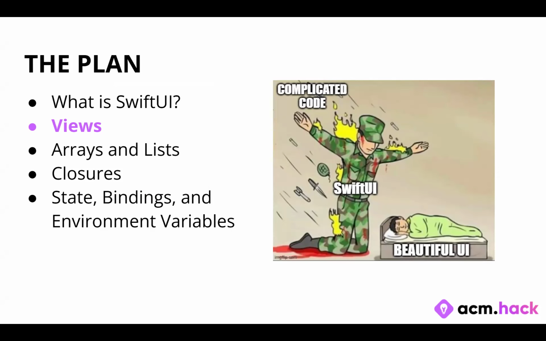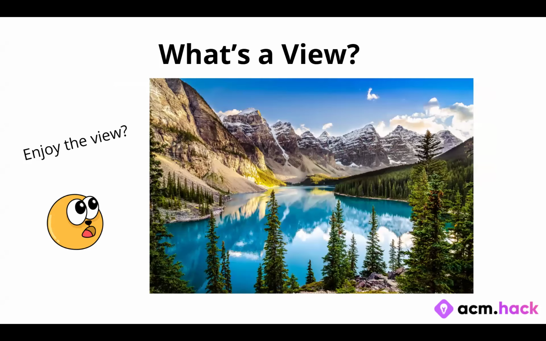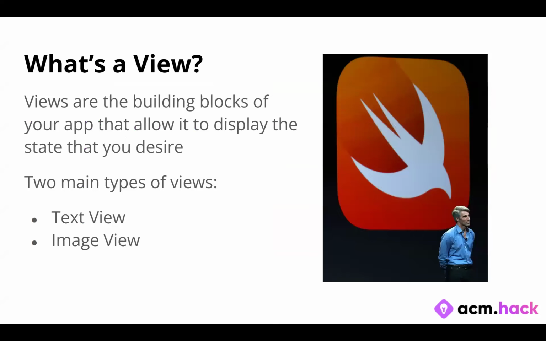Right. So let's get into views. What's a view? A view is not a picture of mountains. Well, it could be. Okay, so a view in SwiftUI is a building block of your app that allows it to display what you want to actually have on your app. And there are two main types of views that we'll be going over: text views and image views.